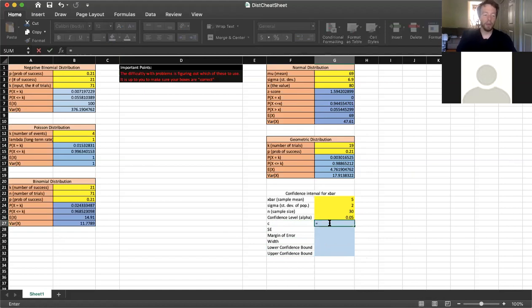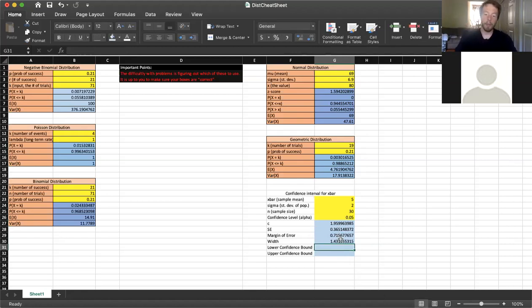So what is our C? It's going to be the absolute value of our NORM.S.INV function of our confidence level divided by 2. Just exactly that. That's looking good. Our standard error is going to be our standard deviation divided by the square root of our n. Yeah, doing this in more steps was better. I was trying to squeeze it all into one formula. Our margin of error is just going to be equal to the C value times our standard error. Our width is just going to be 2 times the margin of error. That one's easy.